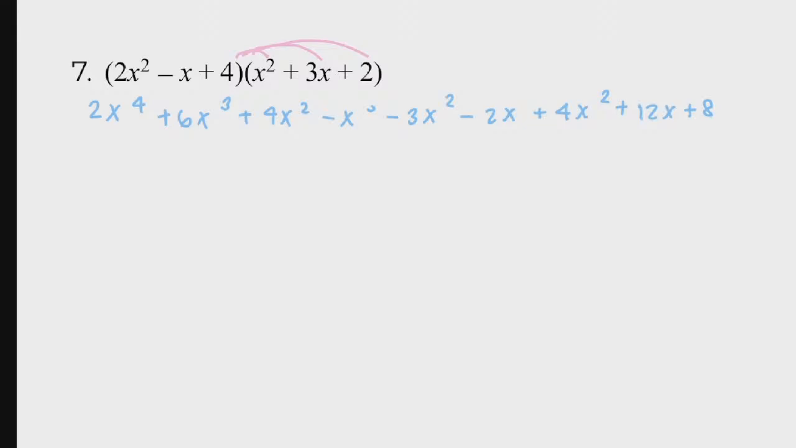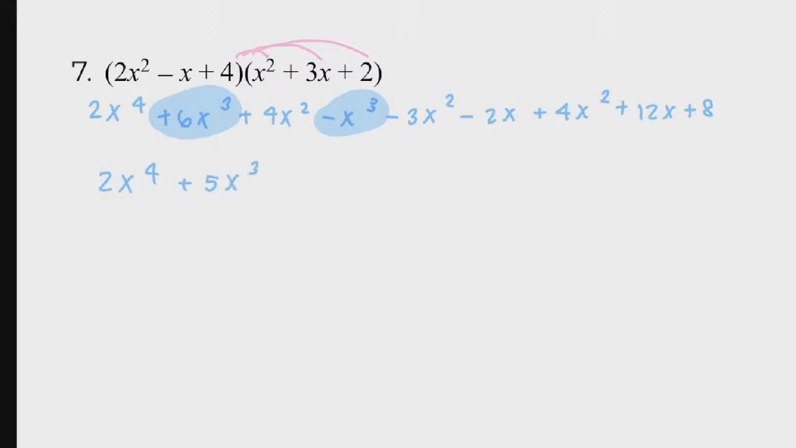Okay, so now we want to look for like terms that we can combine, and we want to make sure we write our answer in standard form. So the highest degree is 4, and there's only x to the fourth, so we're going to start with 2x to the fourth. Next, we're going to look for cubes. So here is 6x cubed, and there's also a minus x cubed. So that's going to be plus 5x cubed.